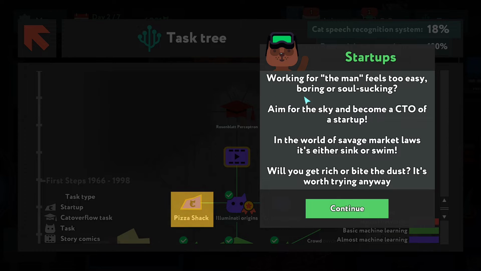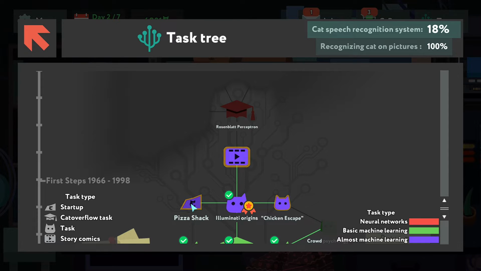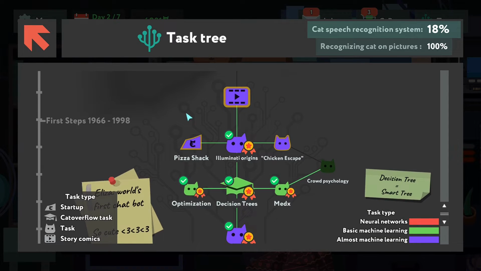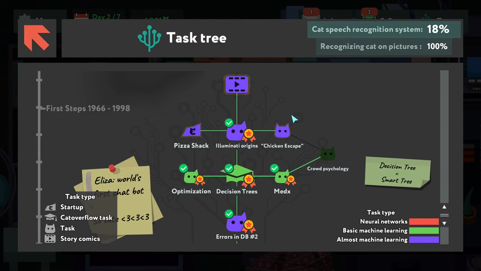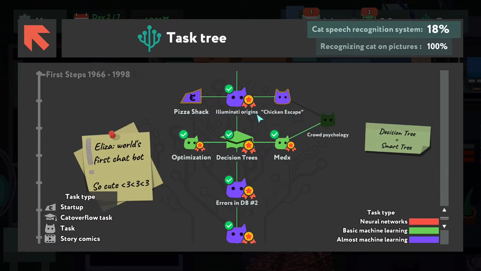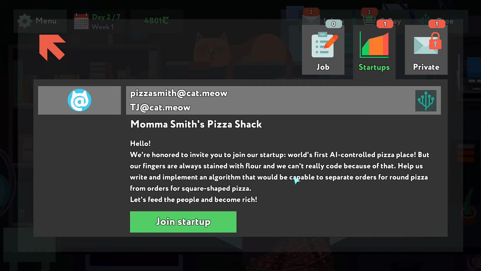Working for the man feels too easy, boring, or soul-sucking. Aim for the sky and become a CTO of a startup. In the world of the savage market laws, it's either sink or swim. Will you get rich or bite the dust? It's worth trying anyway. Okay, I guess we're starting our... We can start our own pizza place? To make money? Confused, but not entirely mad. I'm down. Let's do a pizza shop. We're honored to invite you to join our startup, the world's first AI-controlled pizza place.